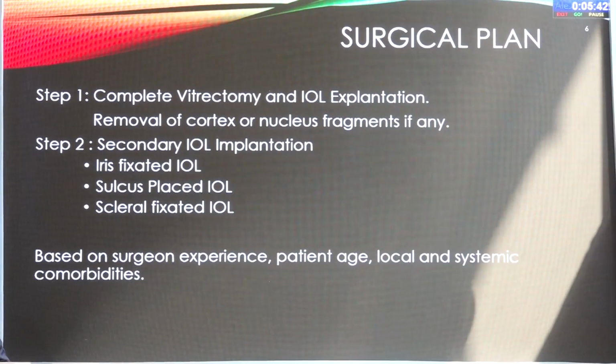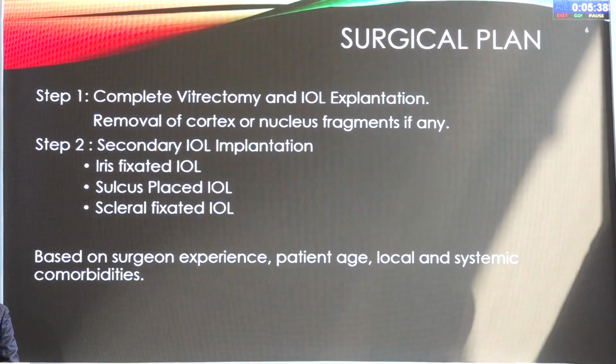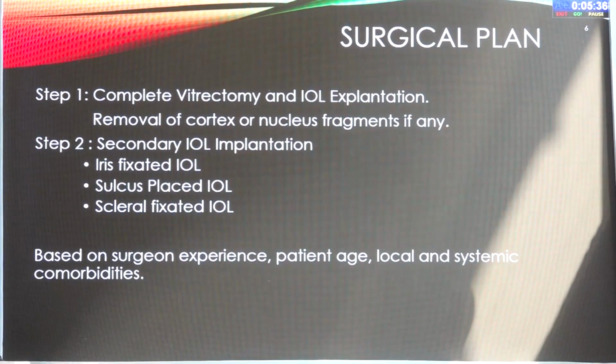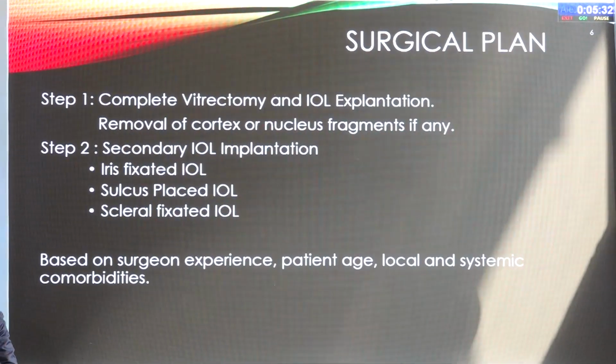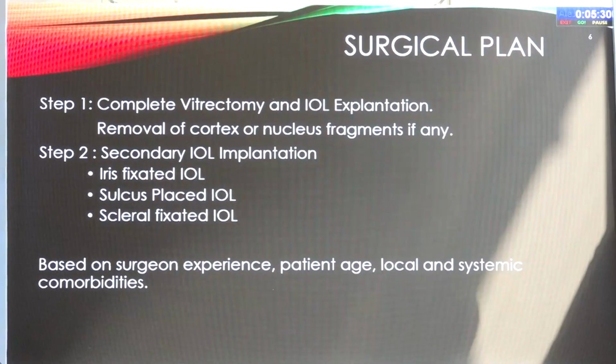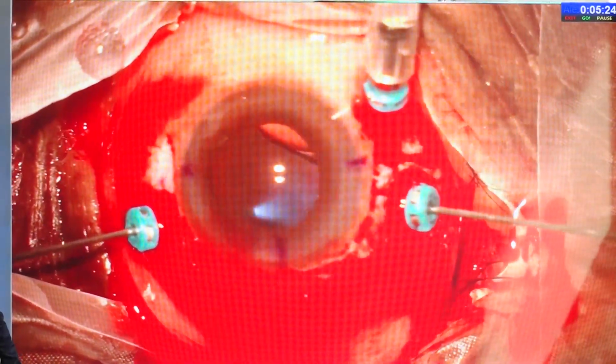And a secondary IOL implantation, which we need, can be either iris fixated, sulcus placed, or scleral fixated IOL. This will depend upon the surgeon's experience, the patient's age, and other cofactors present at the time of surgery. So in this case, we can see there is anterior subluxation of the IOL.